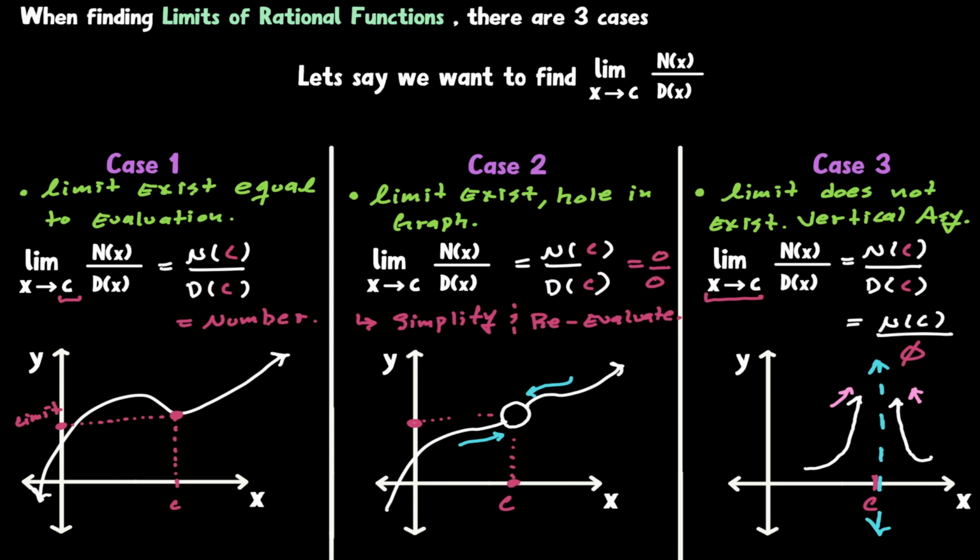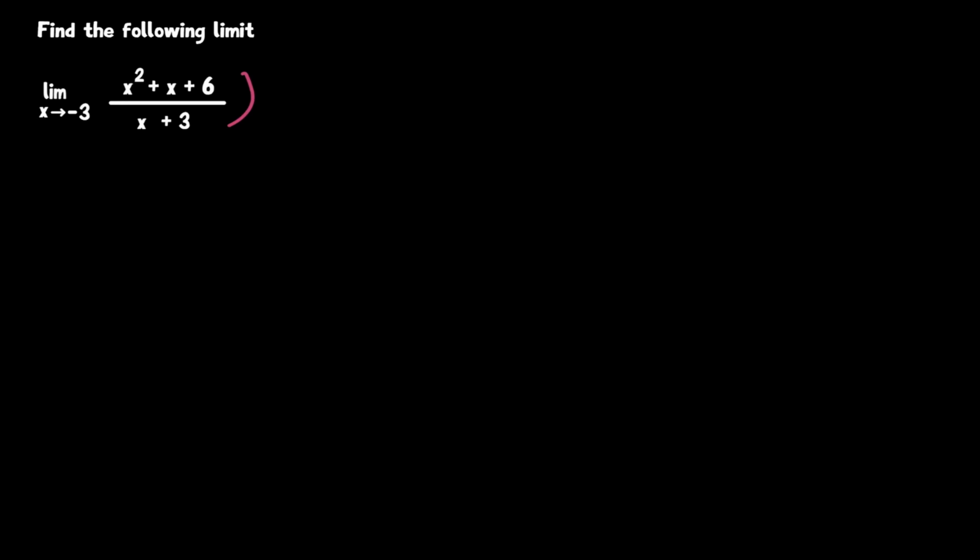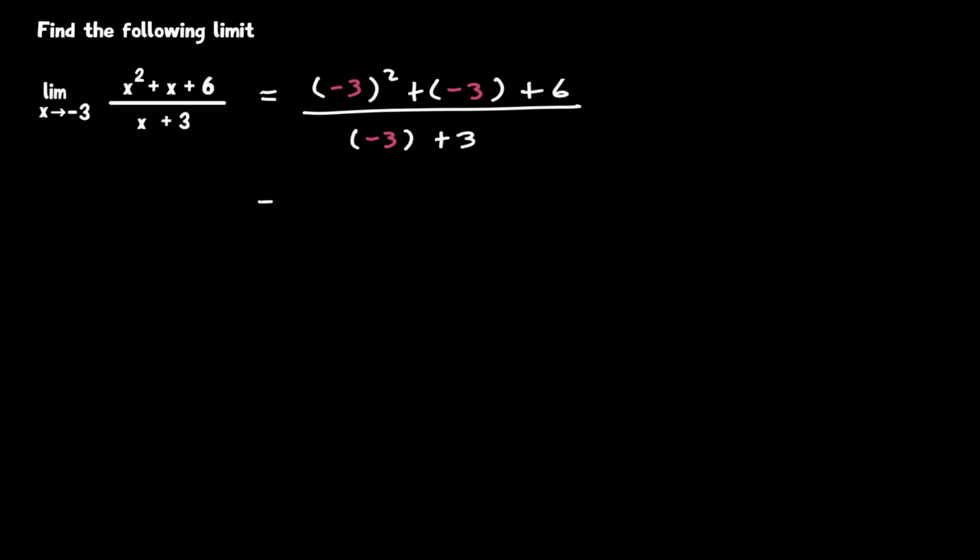So let's give an example of this. Let's consider the rational function x squared plus x plus 6 divided by x plus 3, and let's say we want to find the limit as x is approaching -3. Let's start by evaluating the function at the location of -3. In the numerator, we're going to get 9 minus 3 plus 6, and in the denominator, we're going to get -3 plus 3. The numerator is 12, and the denominator is 0.